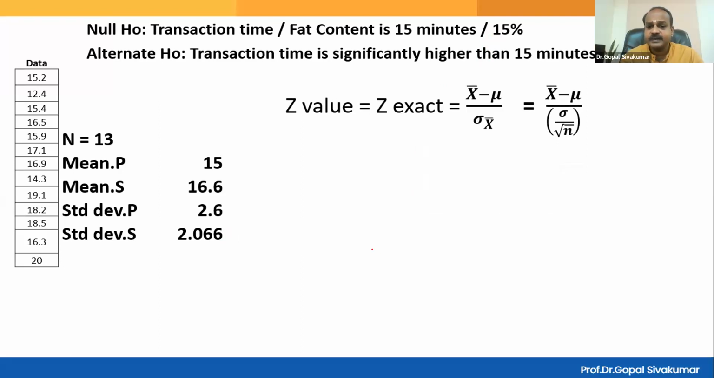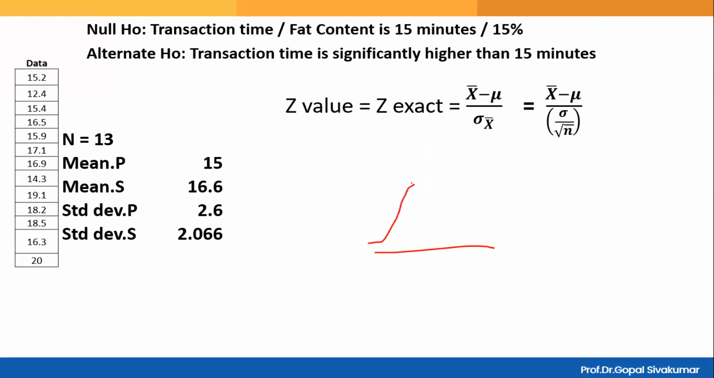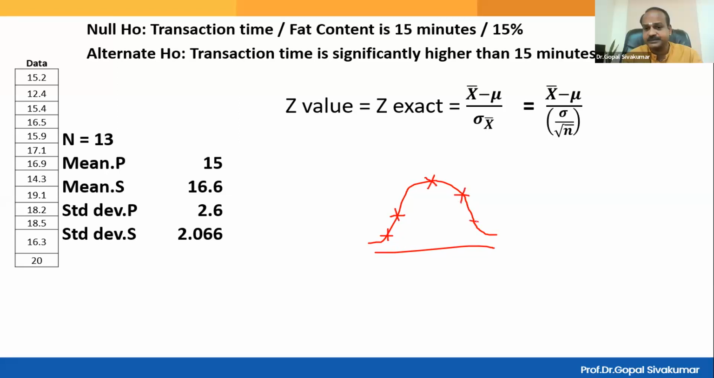See here. You have the bell curve. What is that we are studying? We are studying how our average is moving, right? That means every point on the curve is an average. Please note, every point on the curve is an average.